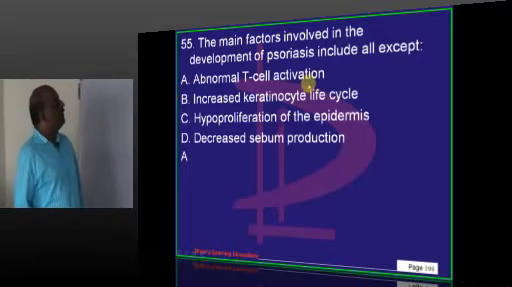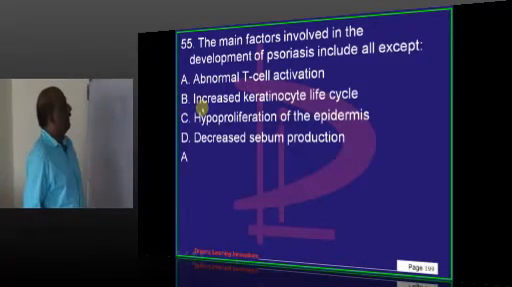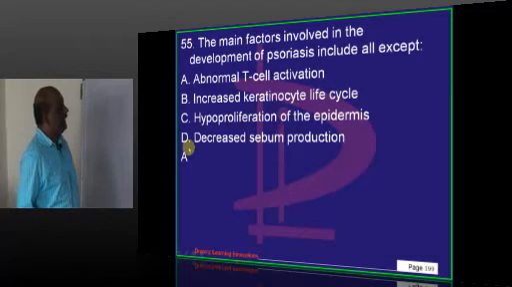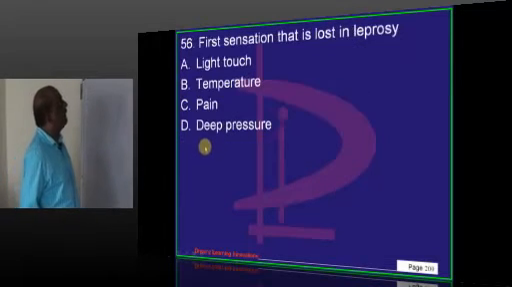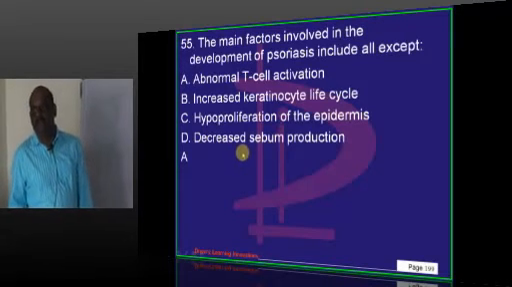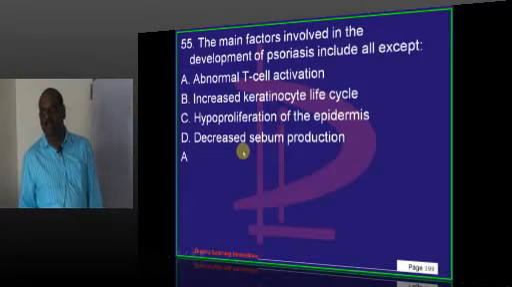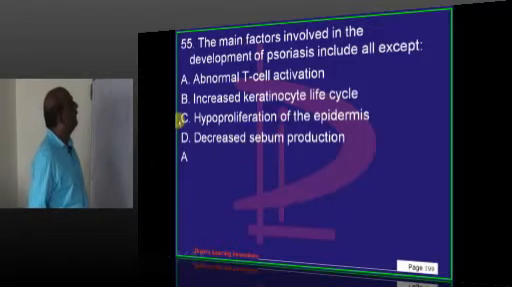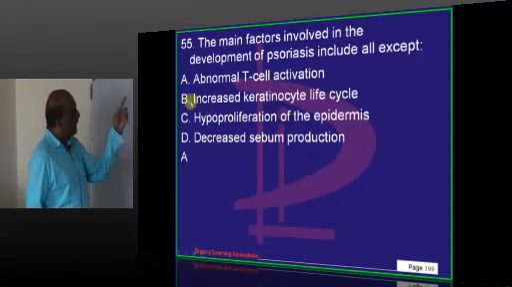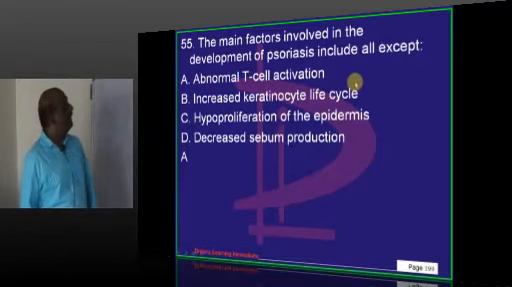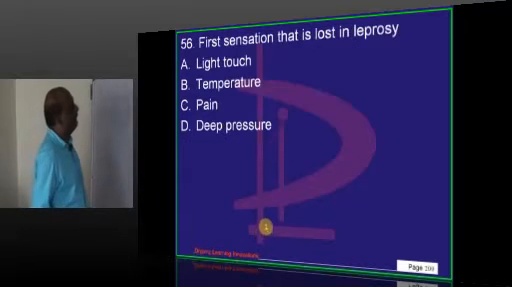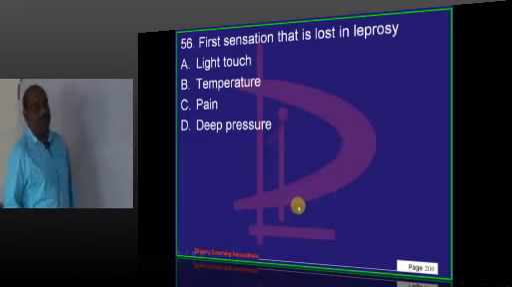The main factor involved in psoriasis is what? Hypoproliferation of epidermis, increased keratinocyte life cycle, decreased sebum production. They are all the things which are... accept or not accept about it. Proliferation should be more, no? That's what I think. Except came up wrongly, I believe. Yeah. Wrong except about except.